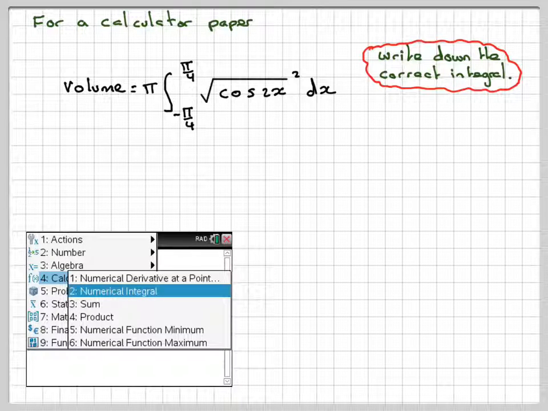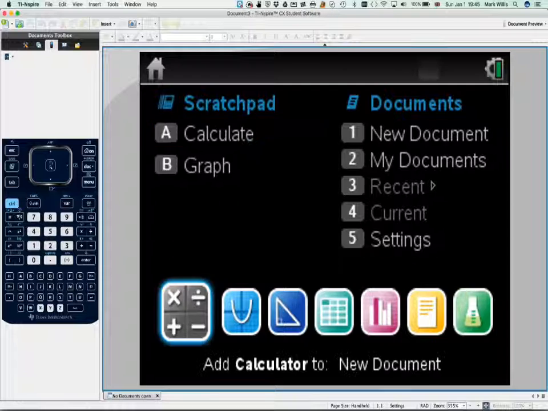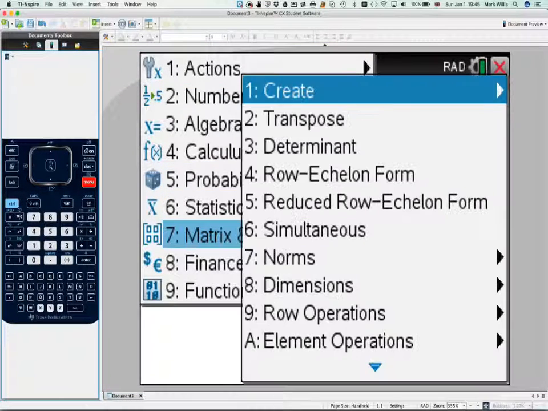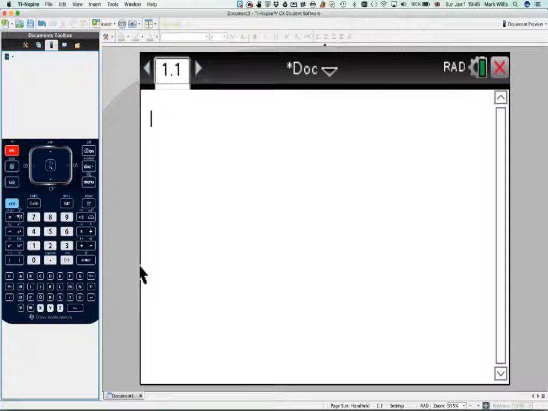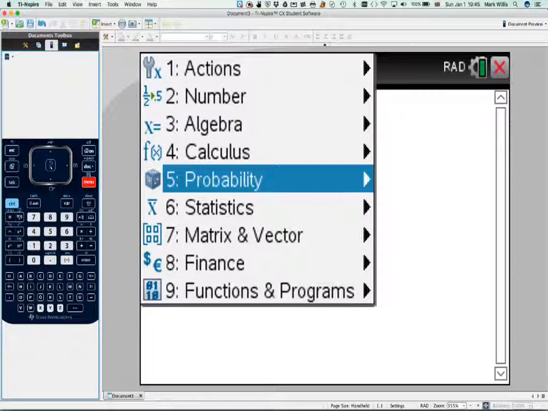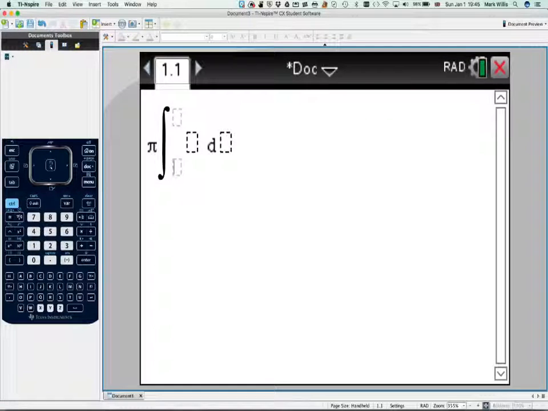Going to the calculator, selecting calculator mode, and then go menu. Sorry, before we do that, we need to put in pi. So go to the pi first, pi, menu, calculus, and then you want numerical integral number 2, and then you put in the limits here, so it's minus pi divided by 4.